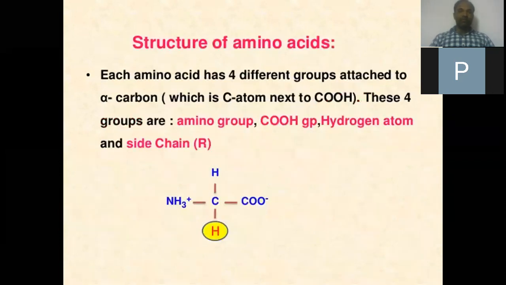Then come to the structure of amino acid. Each amino acid has 4 different groups attached to the alpha carbon. अमीनो एसिड जो होता है उसमें 4 डिफरेंट ग्रुप्स होते हैं कि जो अल्फा कार्बन एटम को अटैच होते हैं. These 4 groups are the amino group, COOH, that is the carboxyl group, a hydrogen atom, and a side chain, which is indicated by R. So this is the chemical structure of amino acid.